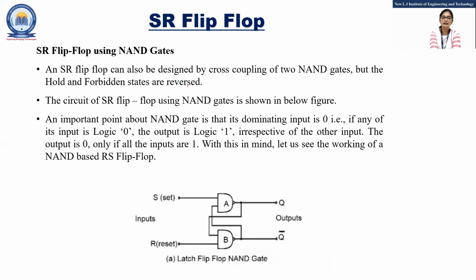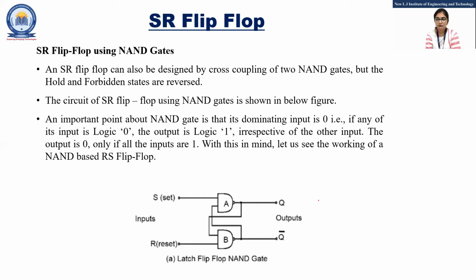Fine. Now we will see SR flip-flop using NAND gate. This is the circuit of SR flip-flop using NAND gate. You can see here we are applying S input to NAND gate A and R input to NAND gate B. Output of this NAND gate, we are applying as one of the inputs to NAND gate B. And output of NAND gate B, we are applying as one of the inputs to NAND gate A. Again, we are getting 2 outputs, Q and Q dash, both complement to each other.